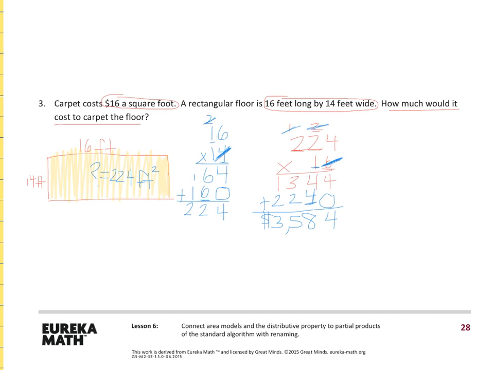So let's answer that question in sentence form. Let's remember, how much would it cost to carpet the floor? Here's our sentence. It would cost $3,584 to carpet the floor. My dollar sign needs to be included, or you write the word dollars after your number. And that would be my final answer to this word problem.